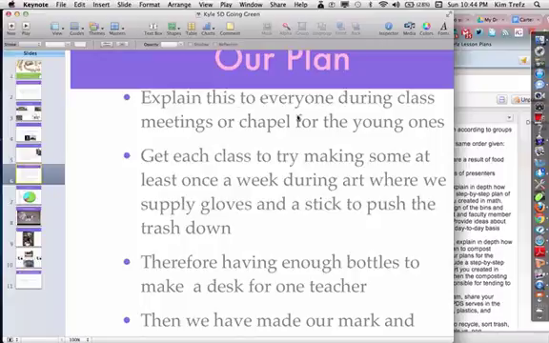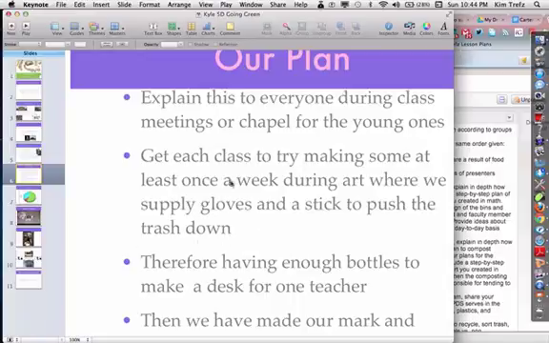Here's your plan. Okay, explain this to everyone during class meetings or chapel for the young ones. Okay, and you still said explain this, and I don't have an explanation in the slide presentation, so I would need that in writing. Then it says get each class to try making some at least once a week during art, where we supply gloves and a stick to push the trash around.